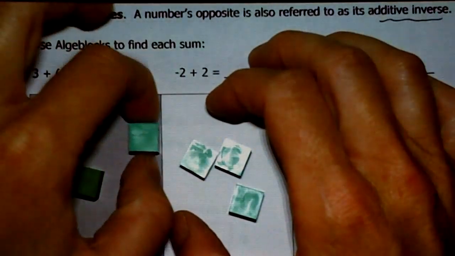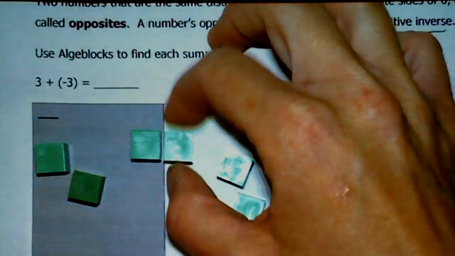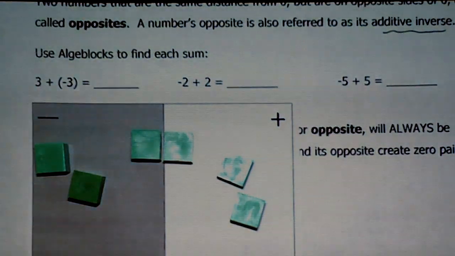But anyhow, this negative one and this positive one, remember I said that opposites are the same distance from 0 on opposite sides?